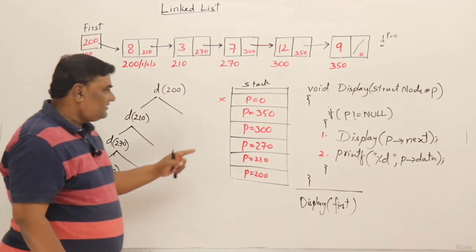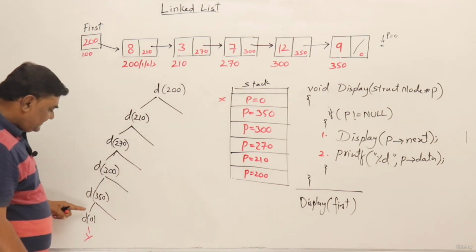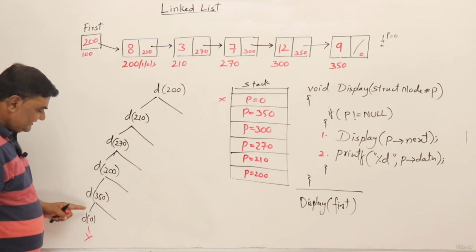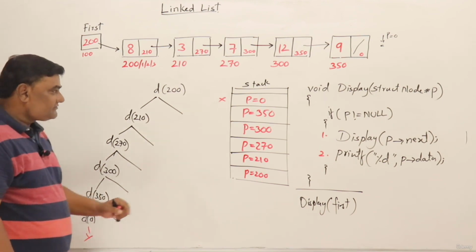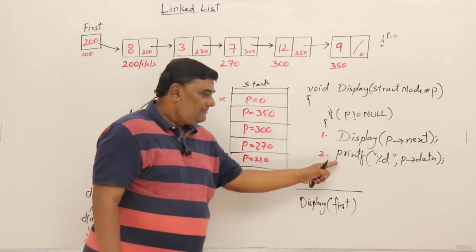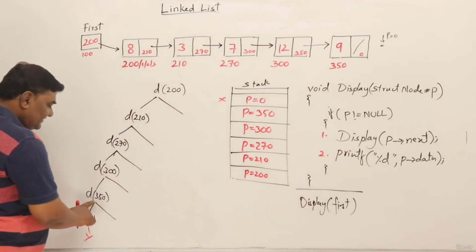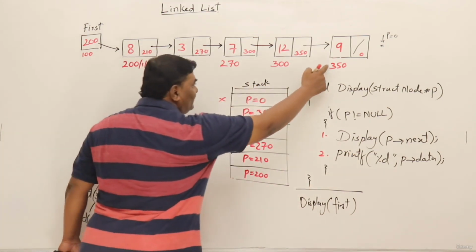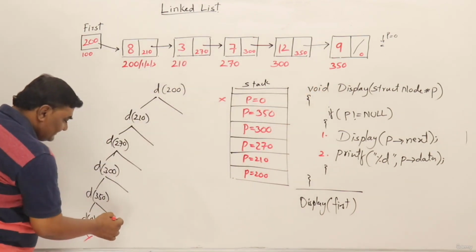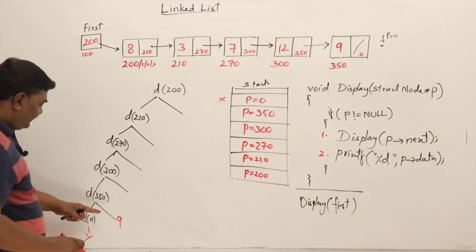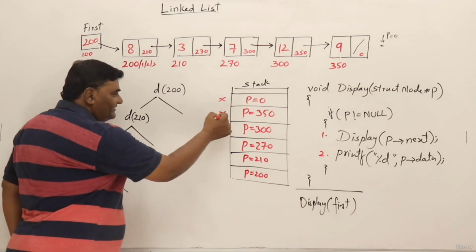In that previous call, it has finished first step, that is go to next node. But printing it has to do. So first step is completed, printing is remaining. So it will print now. So what is the value of this 350? 350 node is having value 9. 9 is printed. So this function is over, its activation record is deleted.